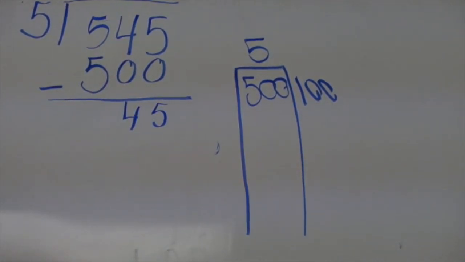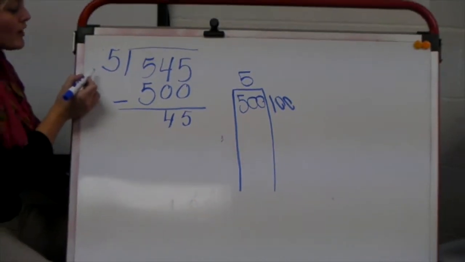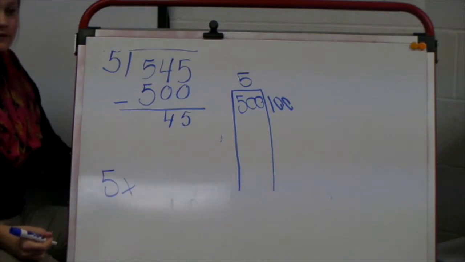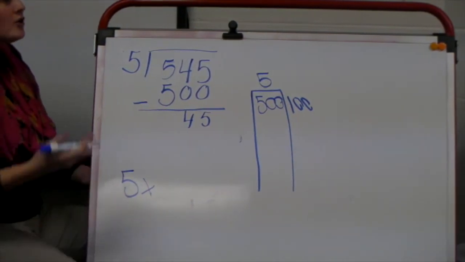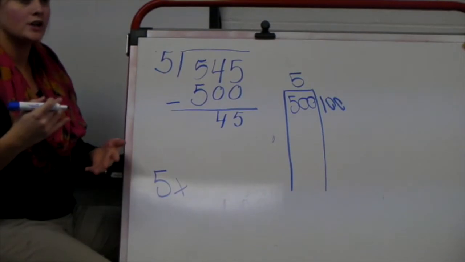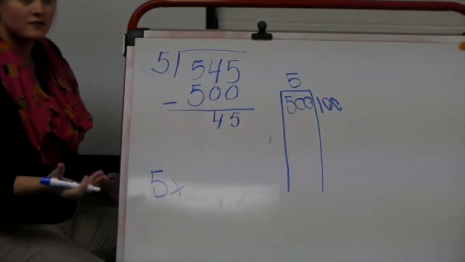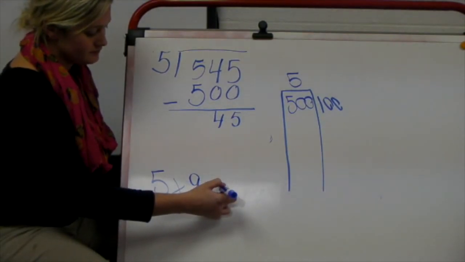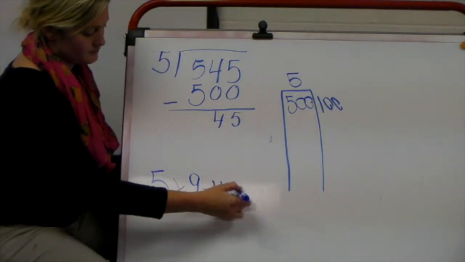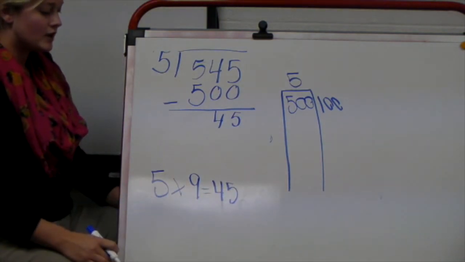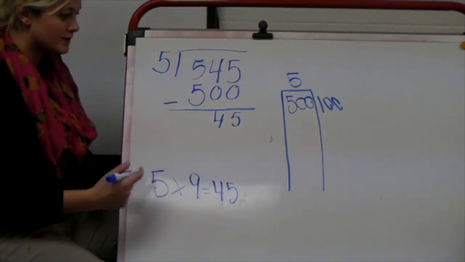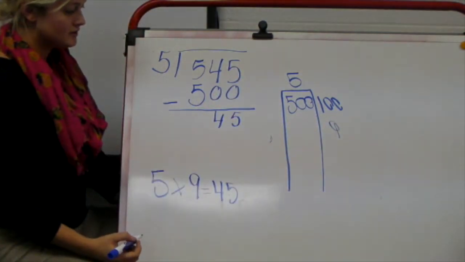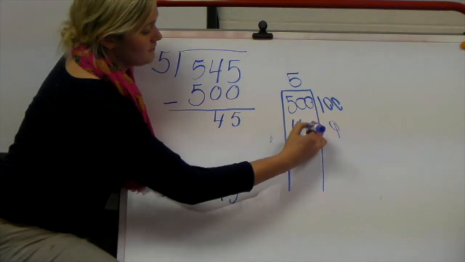Okay, again, I need to ask myself, what can I multiply times 5 to get me close to 45? Well, I know that 8 times 5 is 40, and I know that 9 times 5 is 45. So, let's plug our numbers in. 5 at the top, 9 on the outside, and 45 in the middle.